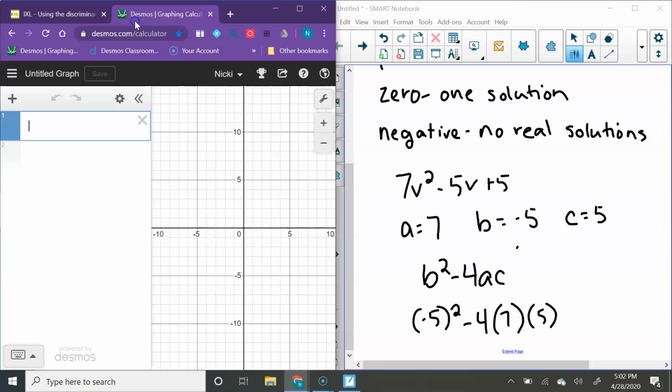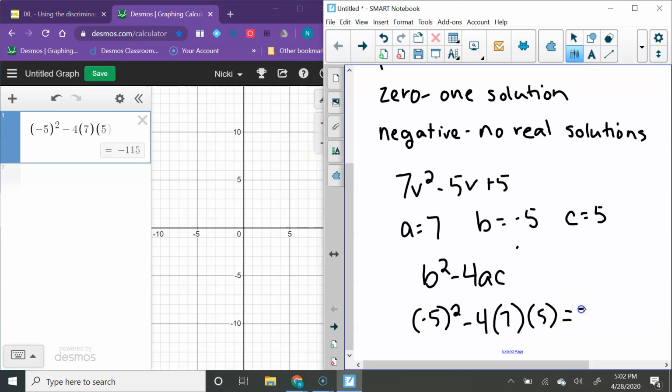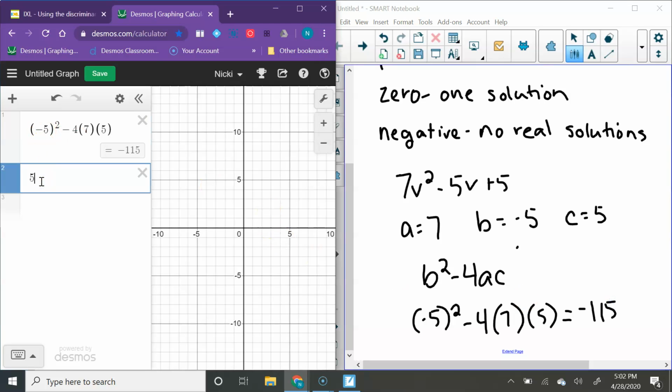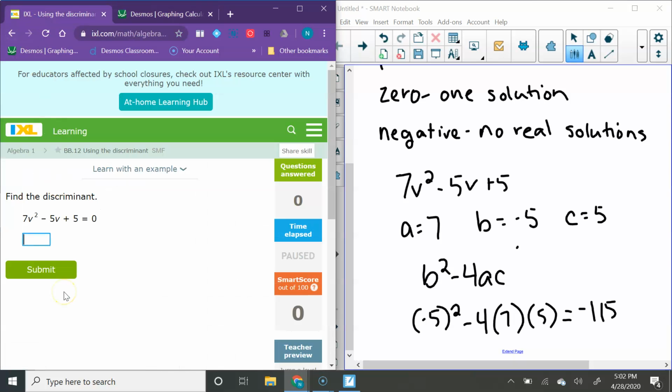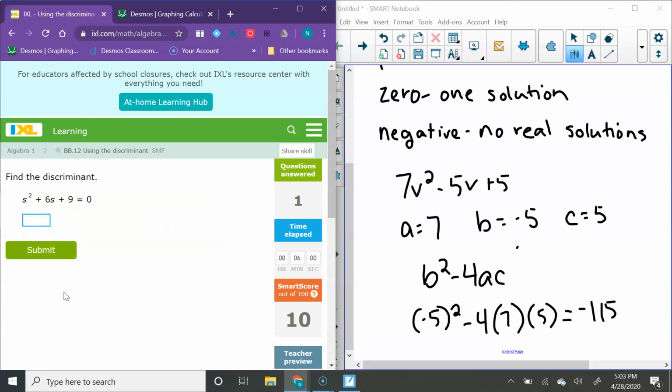So you can just go over to Desmos and type that in real quick. Make sure if you use that negative that you put parentheses around it. And so we will get negative 115 for our discriminant here. I do not usually include this negative when I type this in. I just say 5 squared minus 4 times 7 times 5, because 5 squared is going to be positive. Negative 5 squared is also positive. That way you don't have to worry about the parentheses. So we've got negative 115 for our answer here.